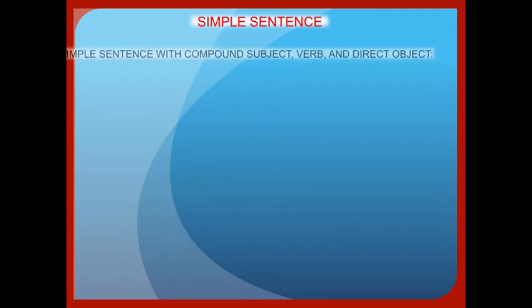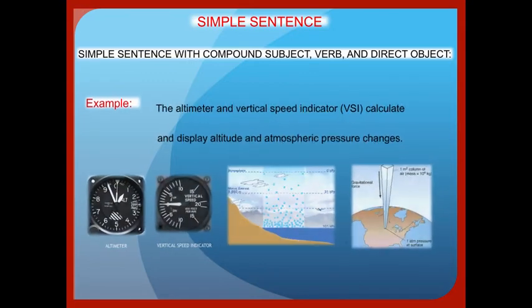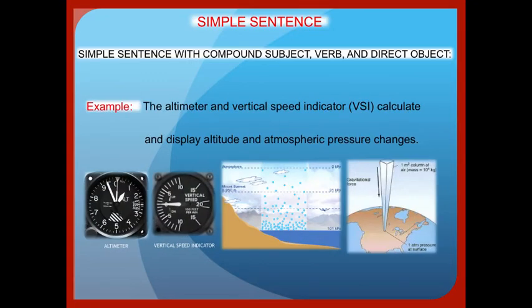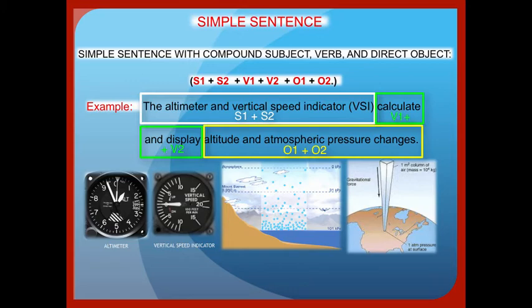Finally, a simple sentence can have a compound subject, verb, and direct object. For example, the altimeter and vertical speed indicator, VSI, calculate and display altitude and atmospheric pressure changes. The sentence has a compound subject, a compound verb, and a compound object.